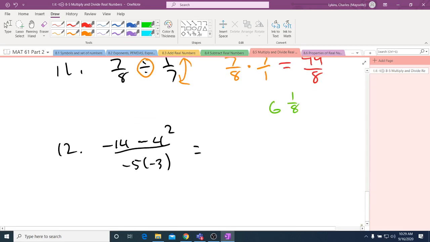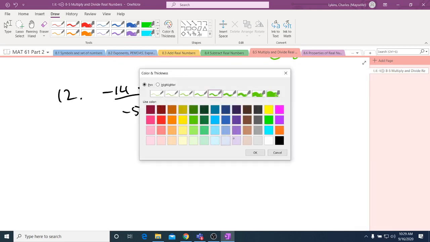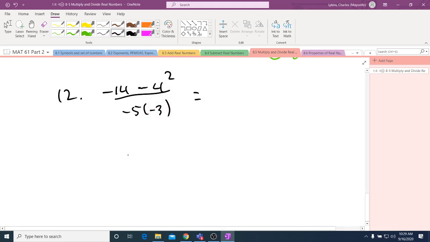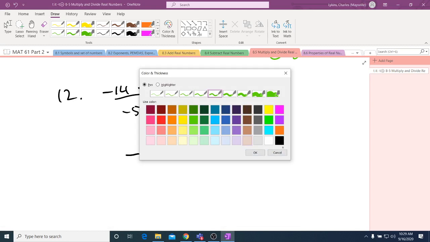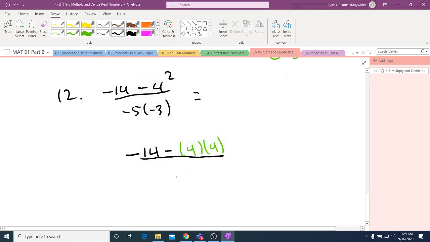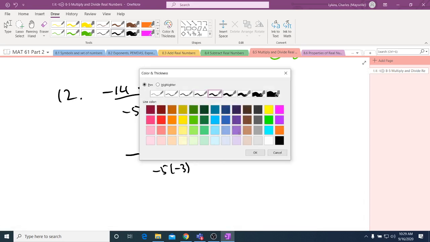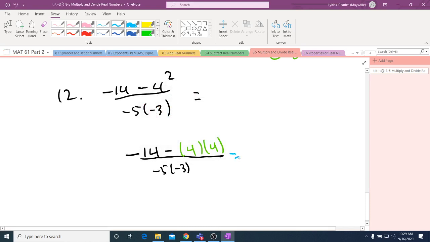And finally, this is an order of operations example. So this is negative 14 minus. What I want to do is take that 4 and multiply it twice, because that's what the exponent says. Now I'm going to carry this out, negative 14, then minus 4 times 4, which is 16, over negative 5 times negative 3, which is a positive 15.